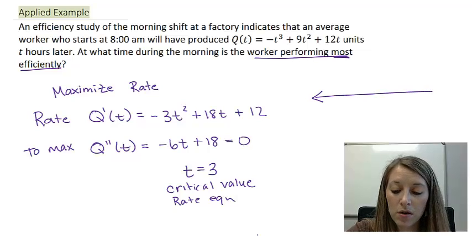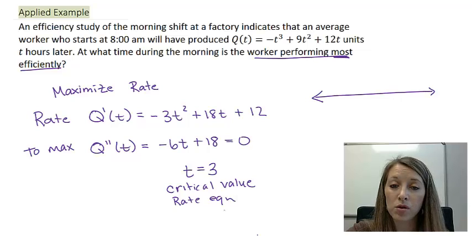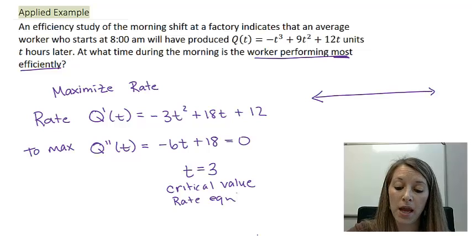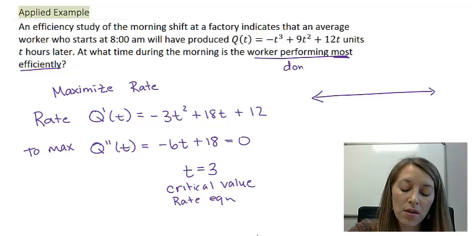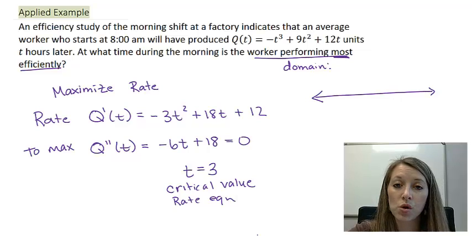Now typically you think your number line goes forever in both directions, but we need to think about this in terms of my domain. So this is the only other time that domain applies when we're not talking about fractions or square roots. Domain does apply in word problems. What actually applies in this word problem?